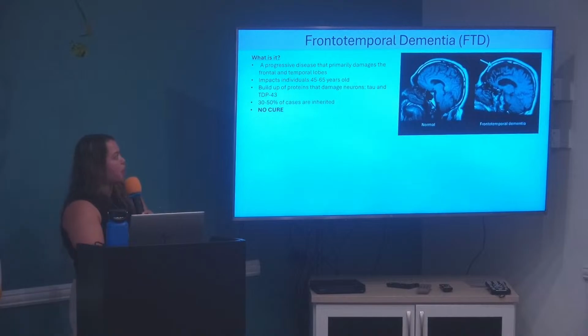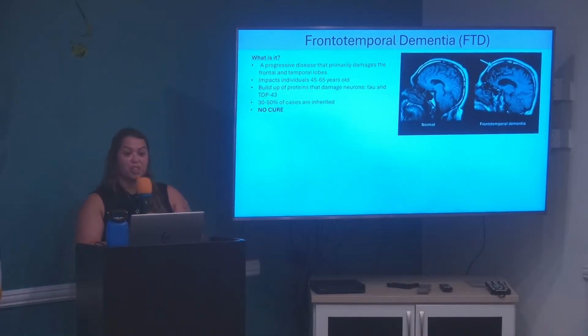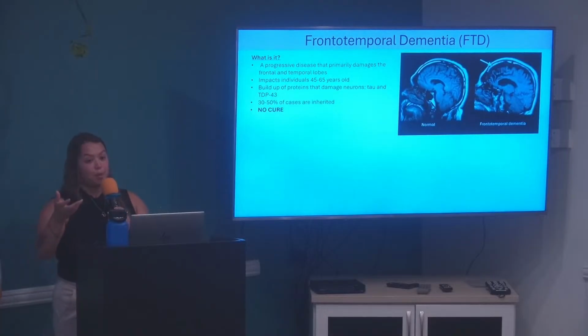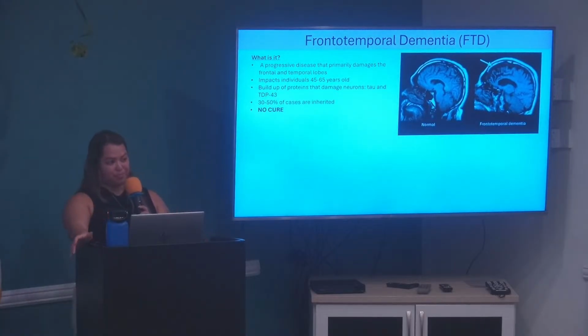Frontotemporal dementia, so this is an MRI. This is a person's brain. On the left, that's a normal brain. On the right, you see all that black spacing where there should not be. That is tissue loss. Your brain is dying. All those neurons that make up your tissue are dying. So this is a progressive disease, impacts individuals between 45 and 65 years old, and it's a buildup of another type of protein called TDP43. And 30 to 50% of these cases are inherited, and there's still no cure.